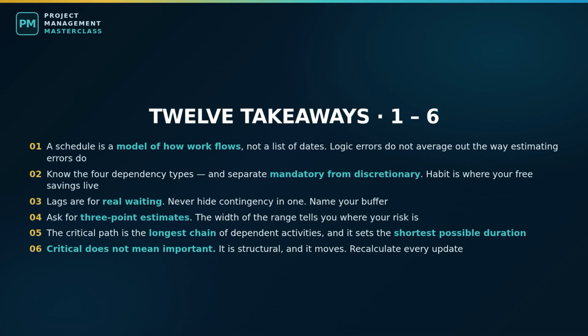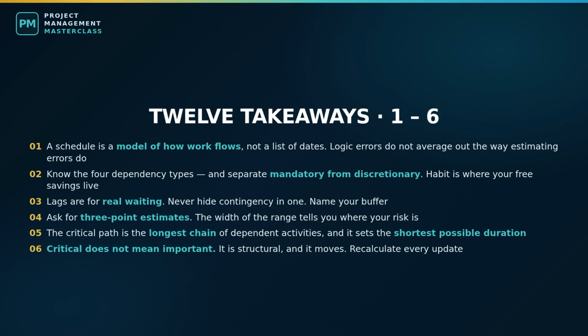6. Critical does not mean important. It is a structural property, and it moves as the project progresses. Recalculate it every update. 7. Total float protects the project. Free float protects the next activity. They are different numbers, and the gap between them is where cost claims come from.